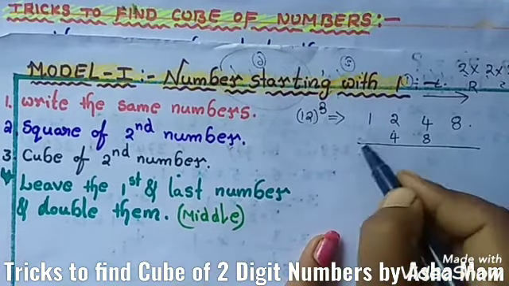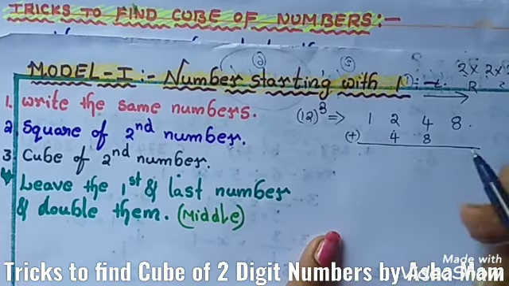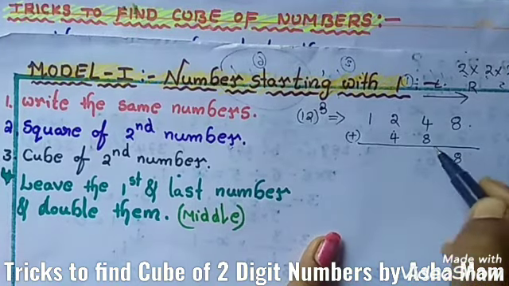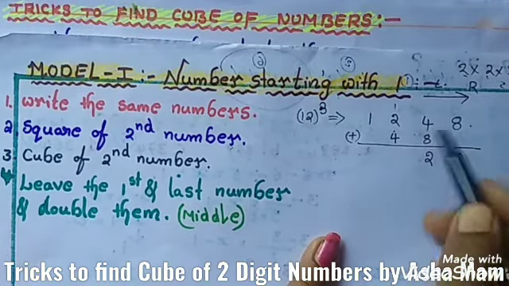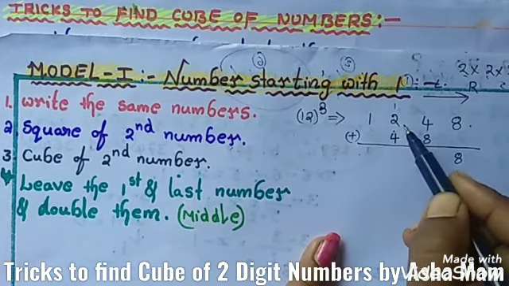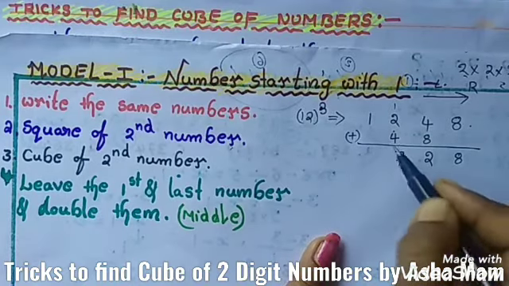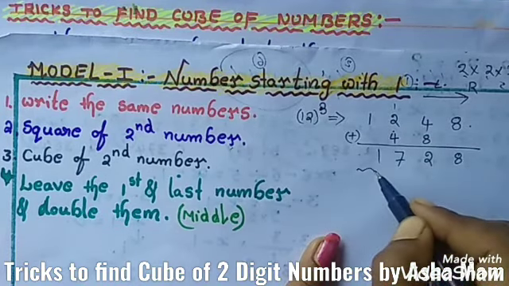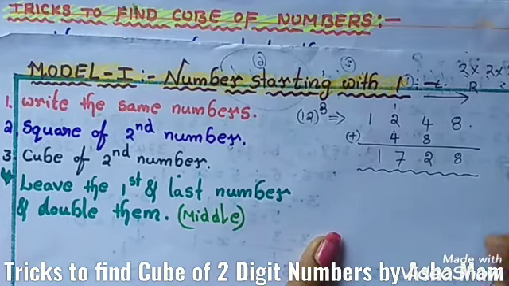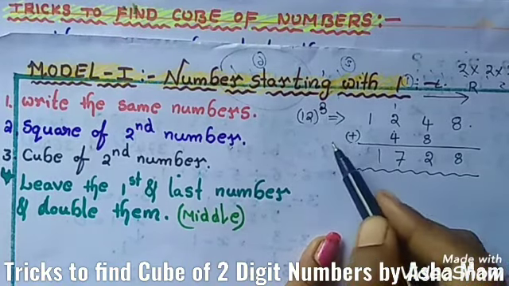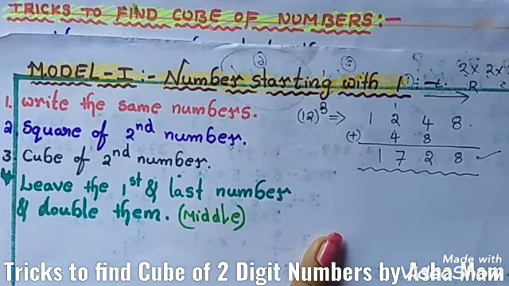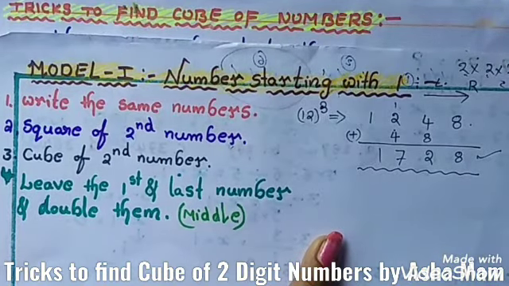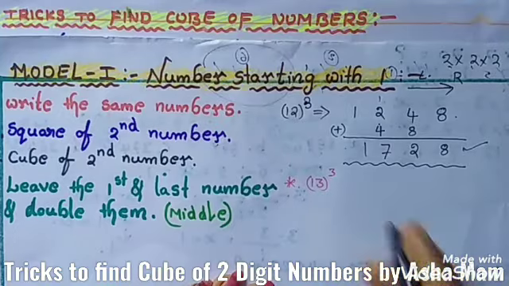Now we need to add these numbers. Here 8 plus 4, 12, 1 is carried here, then 4 plus 2, 6, 6 plus 1, 7. So directly this 1 should be written here. So this is the answer. 12 cube is equal to 1728. Okay, right. Let us take the next example, 13 cube.